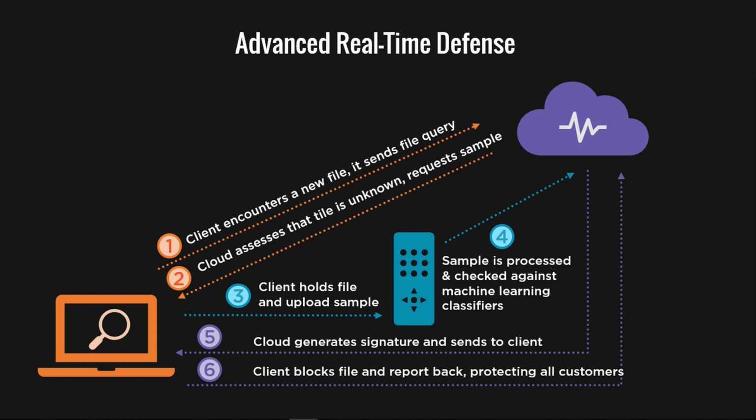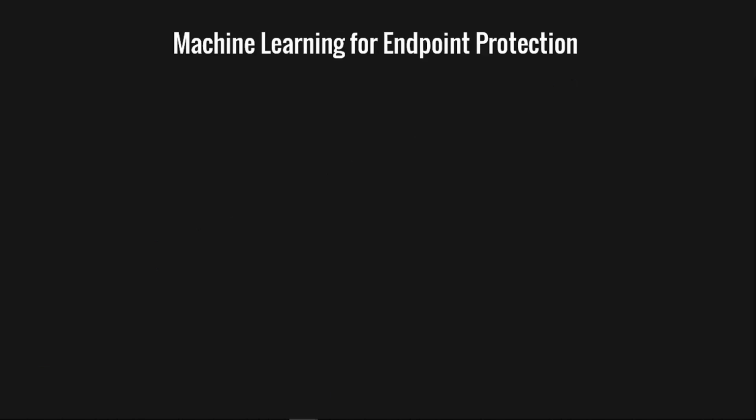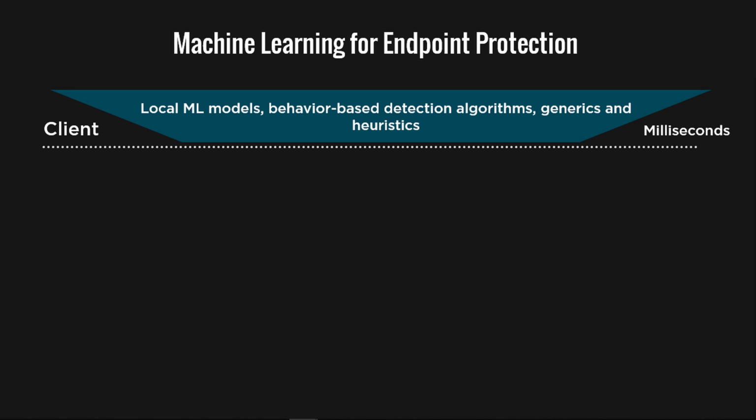And you might be asking, does this mean the client needs to consult the cloud and wait for an answer? And what if there is no internet connection at that time? Well, here is how things are designed. Each Microsoft Defender client has local machine learning models and behavior-based detection algorithms. So this means you can use all that logic offline without consulting the cloud. This operation takes only milliseconds.